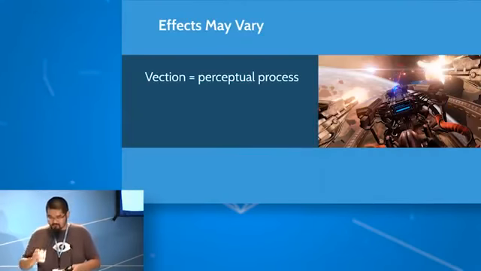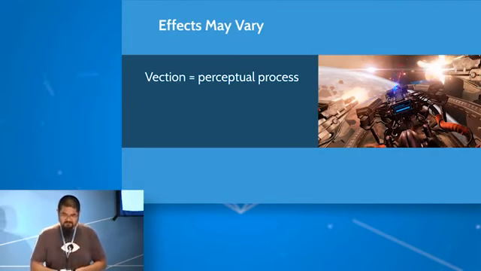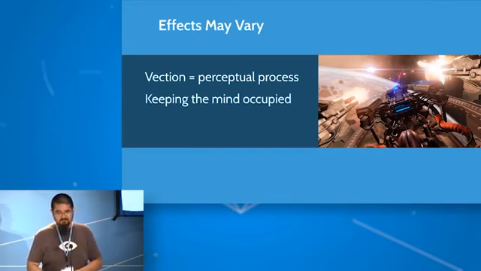Right? So in approaching this problem, we were trying to think of ways we can attack this. And what's core to these ideas is that vection is still a perceptual process. It's still something that your mind has to build up for you to experience. And so it's subject to all the ways that you can potentially manipulate the way your mind is working.